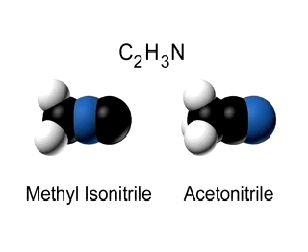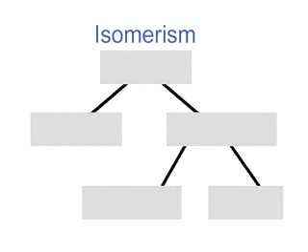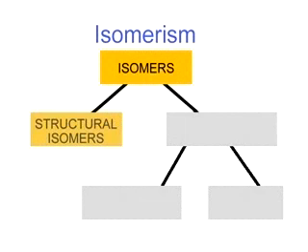The molecules methyl isonitrile and acetonitrile have the same molecular formula, C2H3N. However, they differ in the bonding arrangements of the atoms. They are examples of isomers, compounds with the same molecular formula that are not identical. Isomers that have different bonds or differ in the locations of bonds within the molecule are called configurational or structural isomers. Methyl isonitrile and acetonitrile are examples of structural isomers.